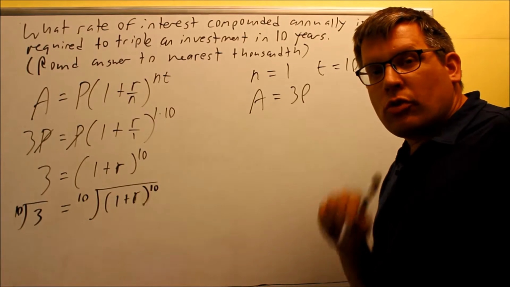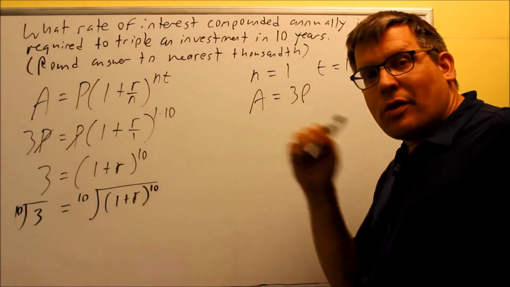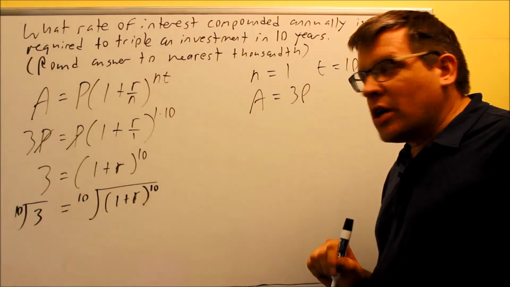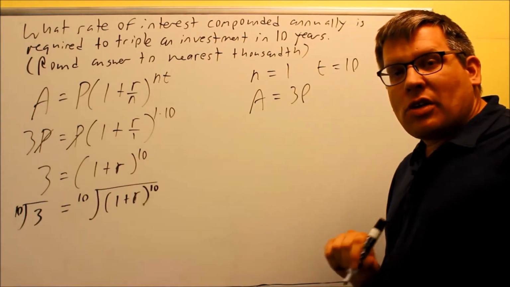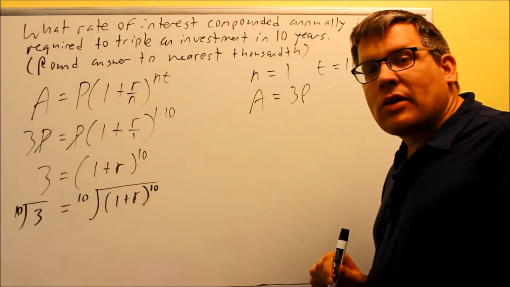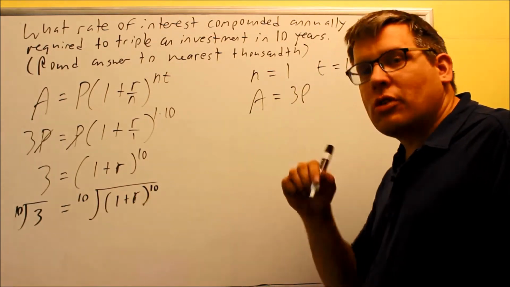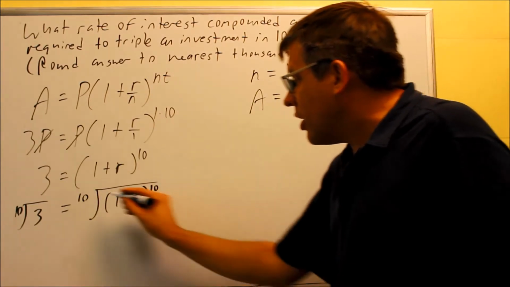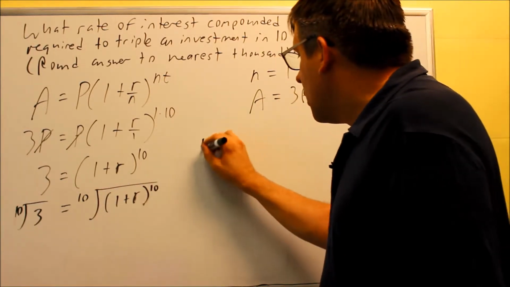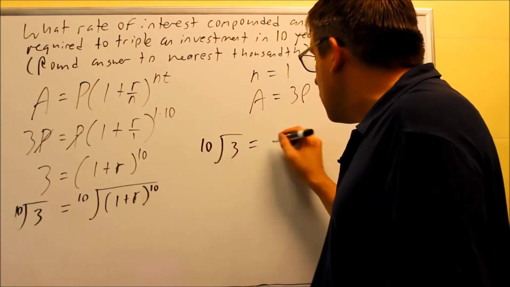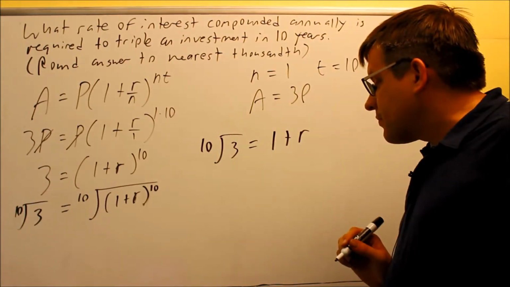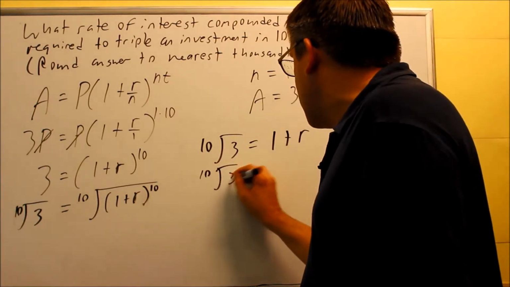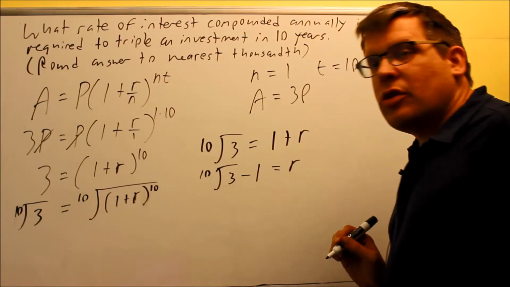Now whenever you take an even root of something, you should be putting plus or minus on that. However, we don't want to have a negative interest rate, so we're going to ignore the minus answer. We're just going to consider the positive root only in this case. But you really do get plus or minus. We're only considering the positive rate. So here the 10s are both going to cancel, and you get the 10th root of 3 is equal to 1 plus R. Then you're going to subtract 1 from both sides, and you get the 10th root of 3 minus 1. That's going to be your R.